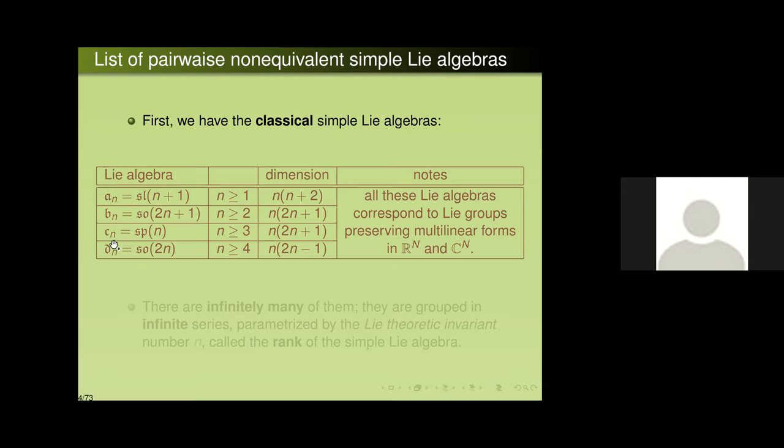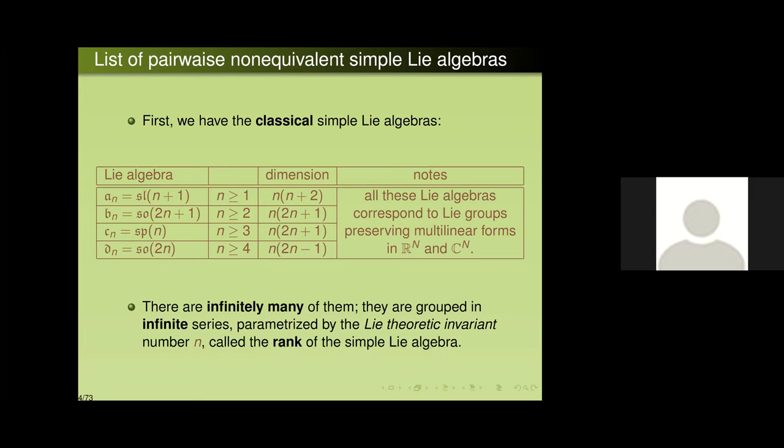So these Lie algebras in the series A_n, B_n, C_n, D_n are in series. In each series, there are infinitely many of them, grouped in infinite series parameterized by the Lie-theoretic invariant number n, which is just this small n here, called the rank of the simple Lie algebra. Okay, and these algebras were essentially known to such people as Killing, Lie and Engel.